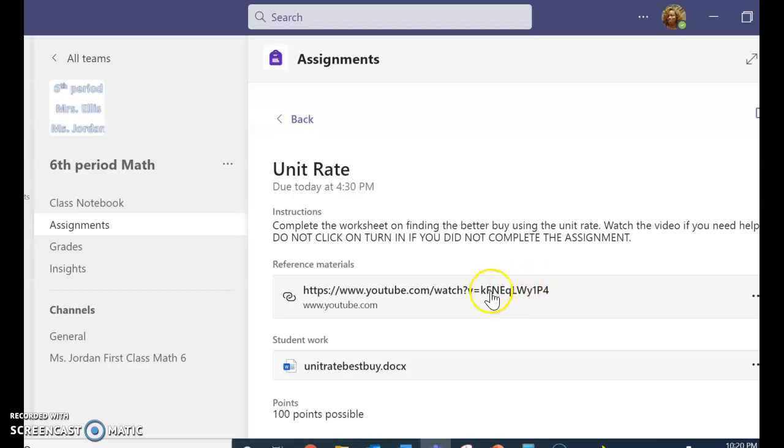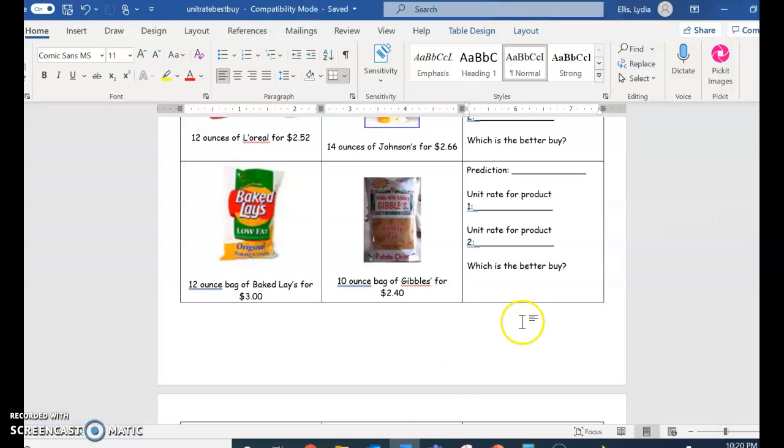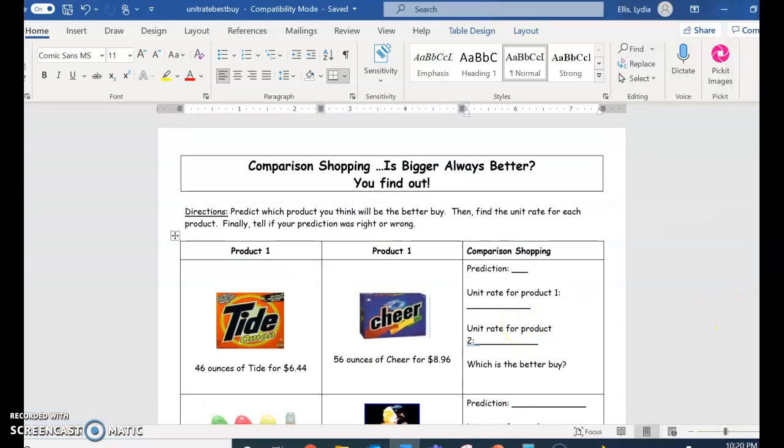You do not have to watch the video. If you choose to watch the video to help you, that is still not completing the assignment. Remember, your assignment is down here. It says my work. My copy says student work. And you click on this to open the document. When you open the document, this is what you see.